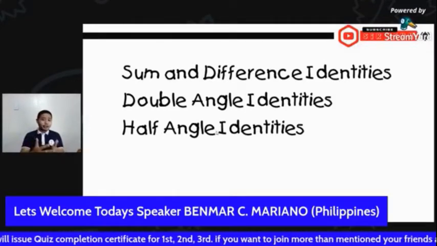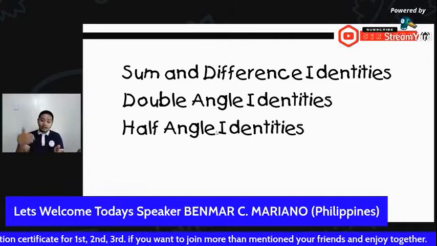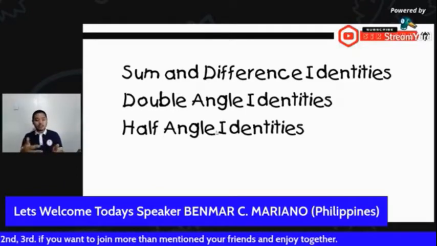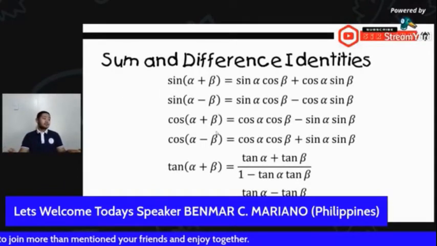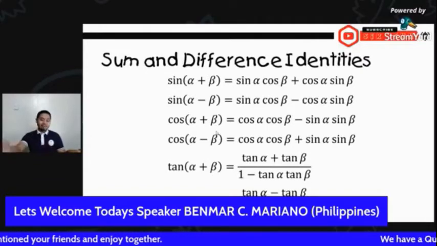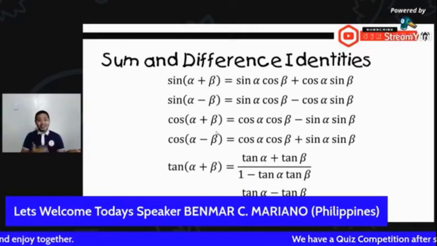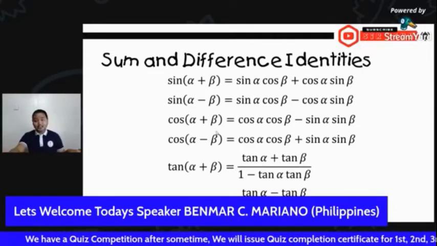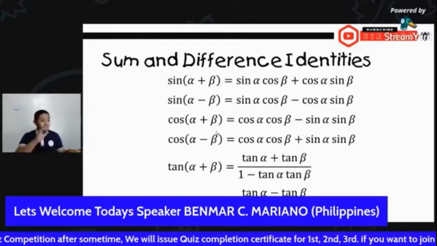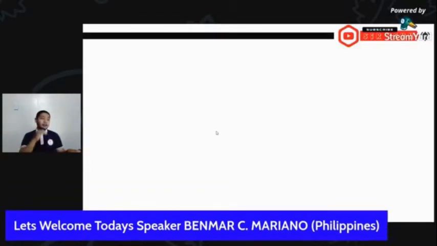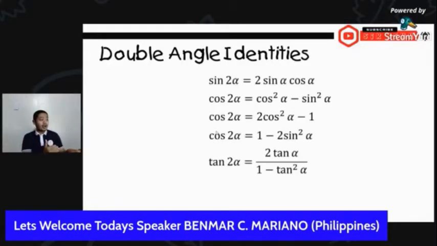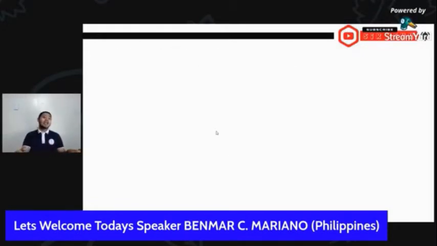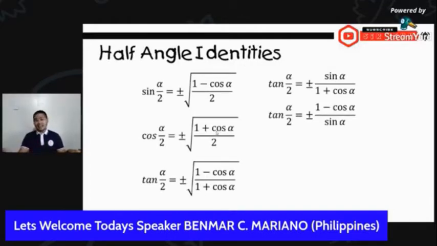For those who already have an idea about this topic, you might think that I'm going to discuss the formulas. So these are the formulas. For those who are not yet familiar with these identities, you will see the formulas somehow confusing. Yes, they are easy to memorize for some, but not for all. Those are the formulas for the sum and difference identities. Then we also have double angle identities, and then we also have these half angle identities.